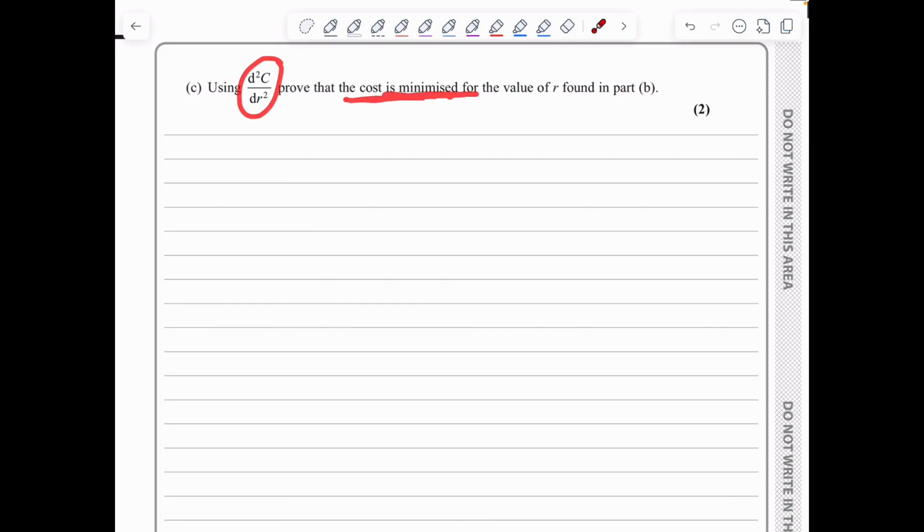In part C, we need to use the second derivative, d2C by dr squared, to prove that this cost is minimized for the value of r we just found in part B. So we already know that dC by dr is equal to 0.26 pi r minus 28.4 r to the negative 2. I will proceed with the second derivative, so d2C by dr squared is 0.26 pi minus 28.4 times negative 2r to the negative 3.